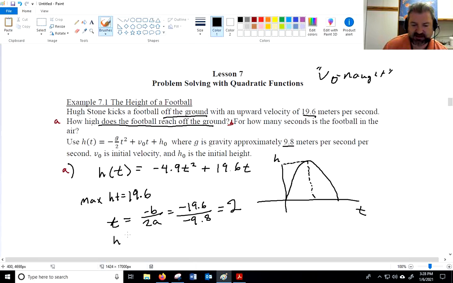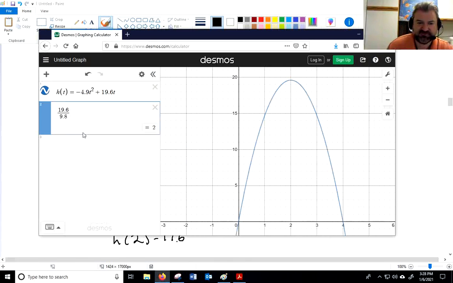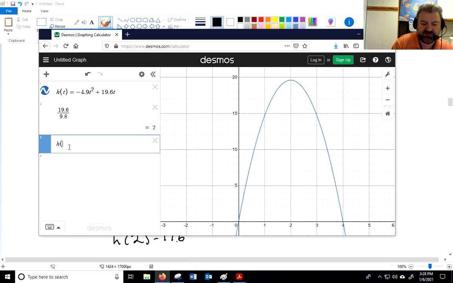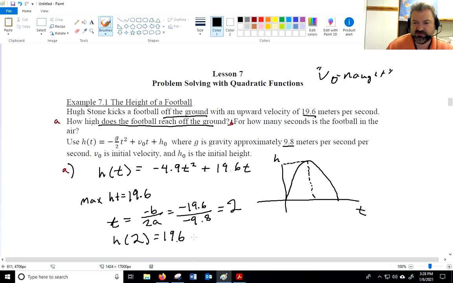Now, to find that height, I simply plug it in. So I would find h of 2 by replacing the t with a 2, and we already know that that worked out to be 19.6. But let's go ahead and find out h of 2. We could also just type it in directly, -4.9 times 2 squared plus 19.6 times 2. All right, so that's the answer.